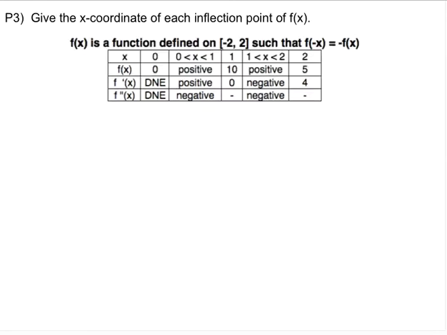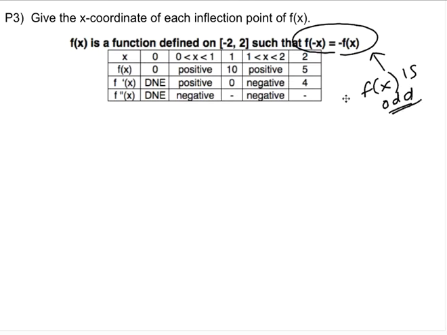All right, moving on. P3, same idea. You see this table. Your function is defined from -2 to 2, but the table only goes 0 to 2. And then you are given this fact, which is the same as saying f of x is odd.